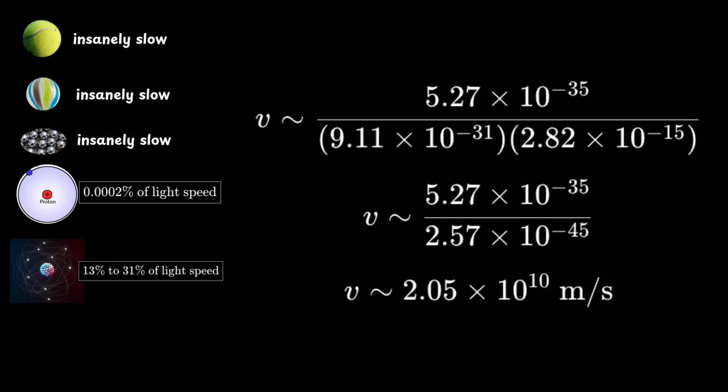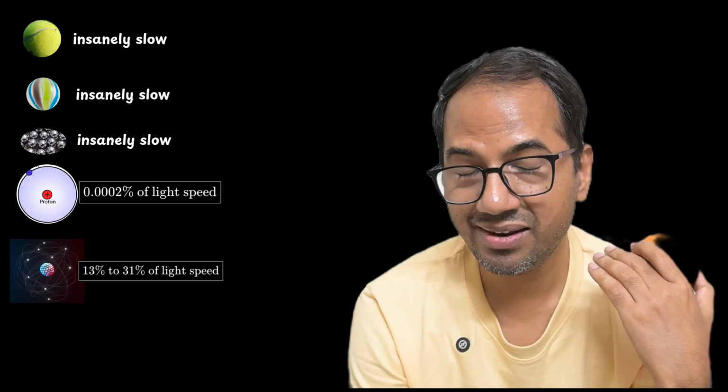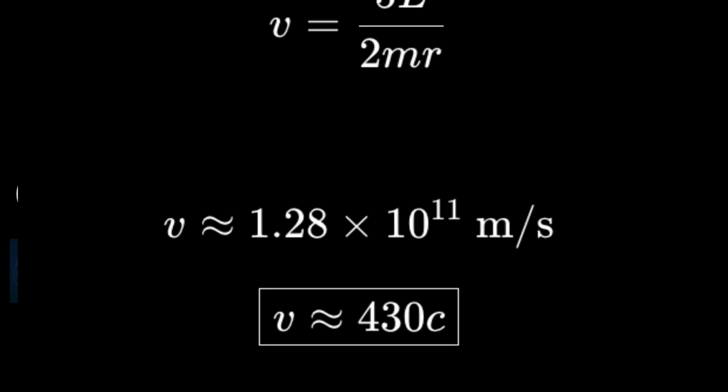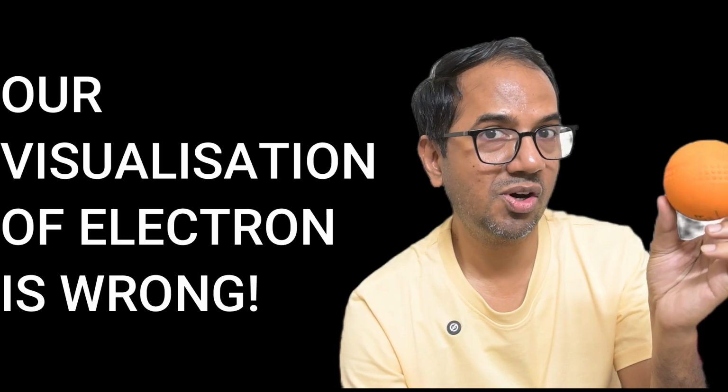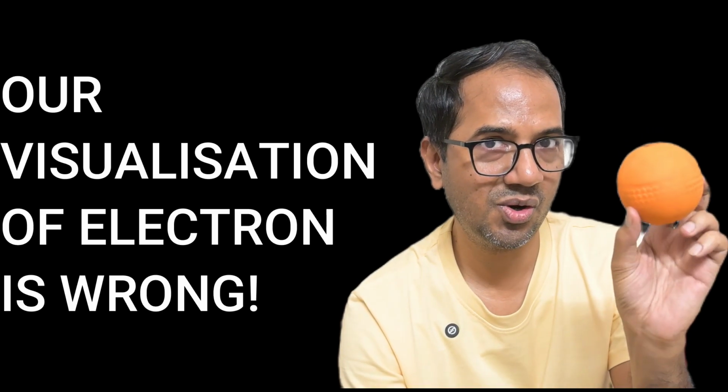The speed at which an electron spins is 68 times the speed of light. And in a more accurate version, it is 430 times the speed of light. 430 times the speed of light means either Einstein is wrong or our visualization of a spinning electron is wrong.